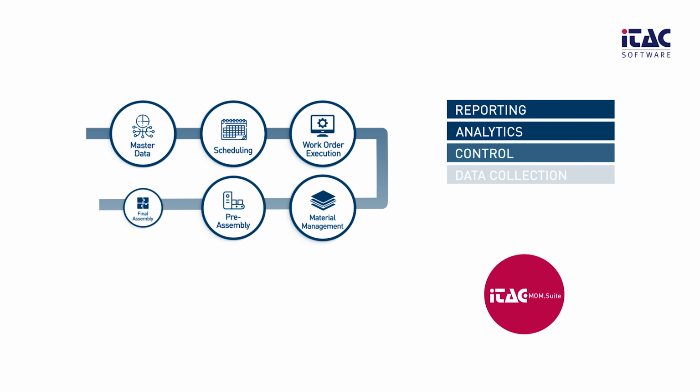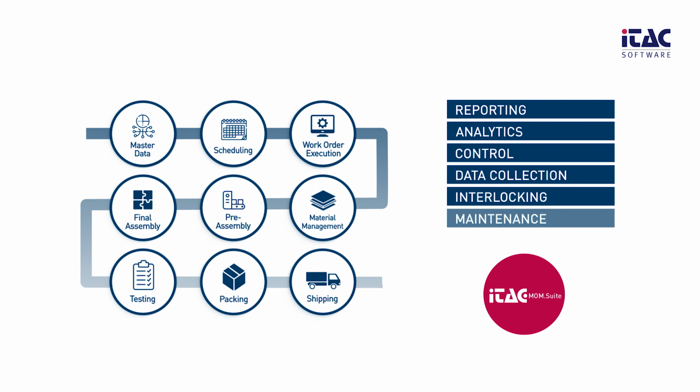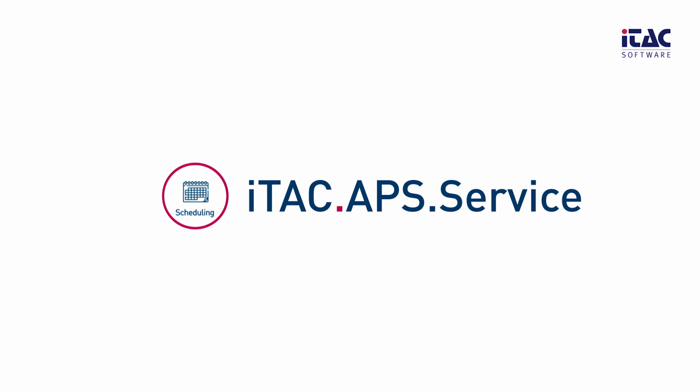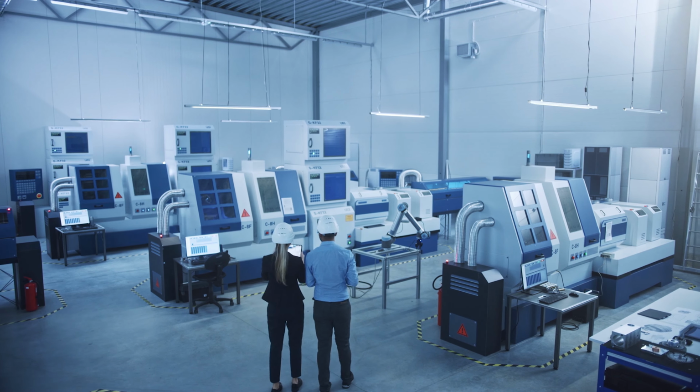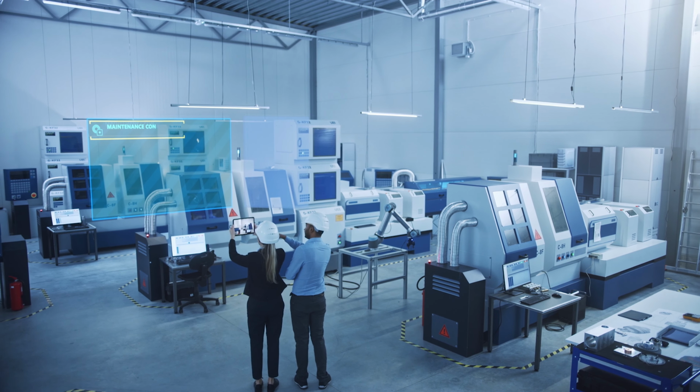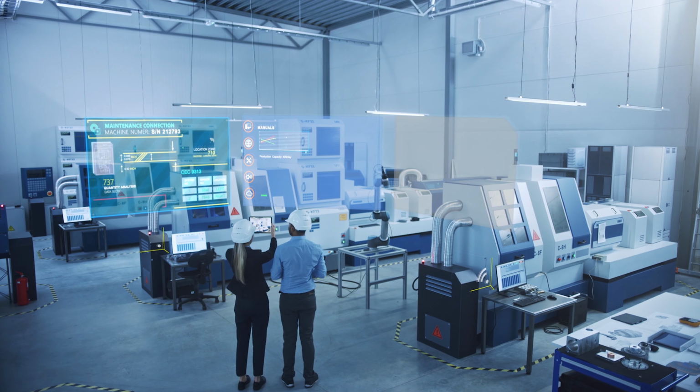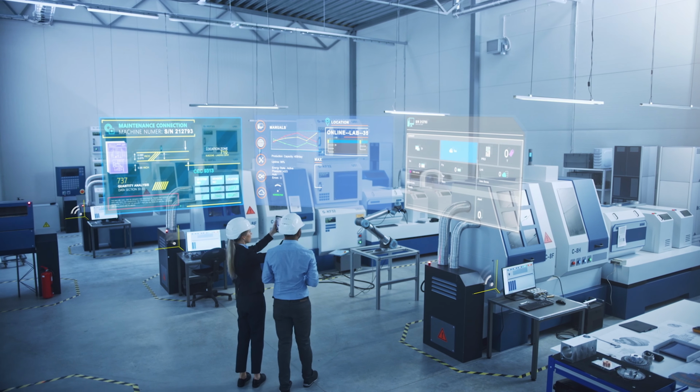iTAC software offers innovative product solutions to support you in the execution of your production order, all the way from order planning to delivery. With the APS service by iTAC, you can plan and optimize your production orders. The intelligent planning tool helps you with the optimal use of machines, materials, and employees.